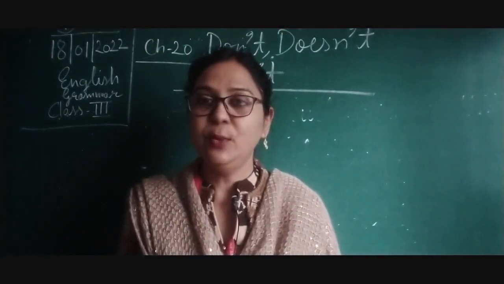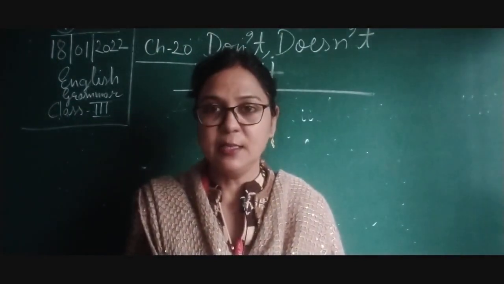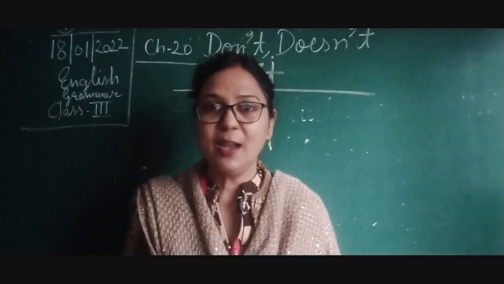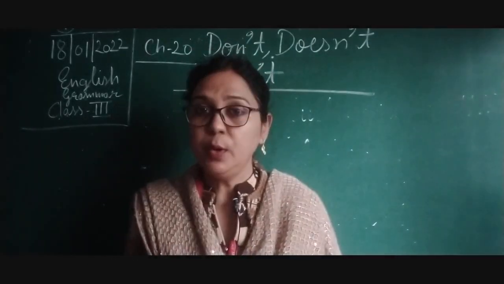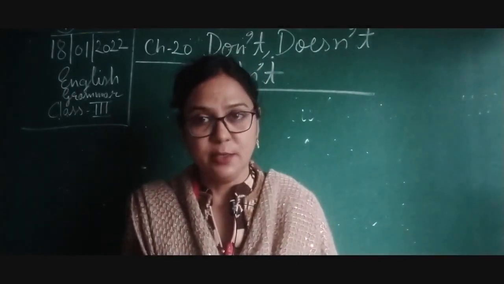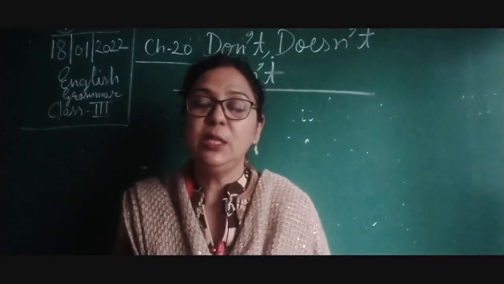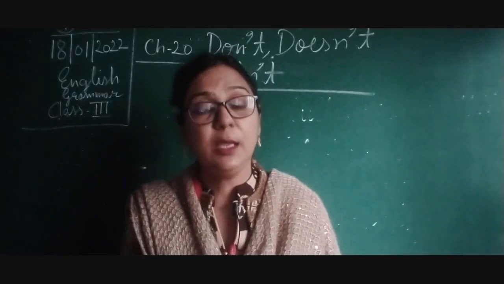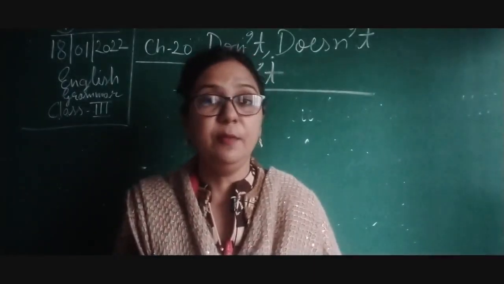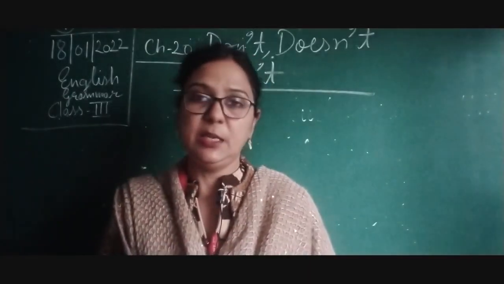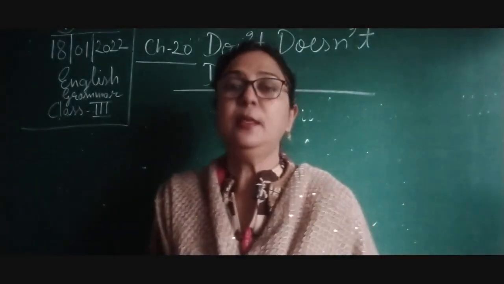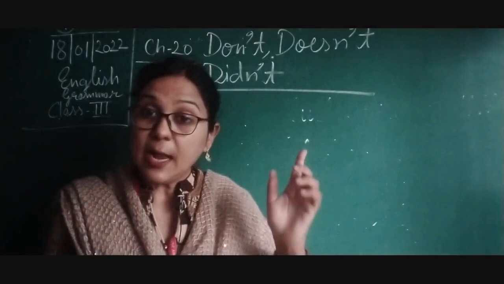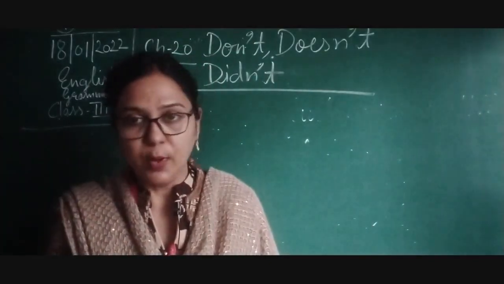Children, as you all know, this is your English grammar class and we are going to start our chapter number 20, that is don't, doesn't and didn't. As you all know, these are words which are used in negative sentences, whenever we are making negative sentences or we are going to stop anyone from doing anything. That time we use these words.